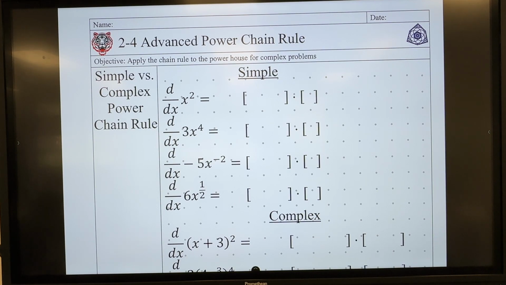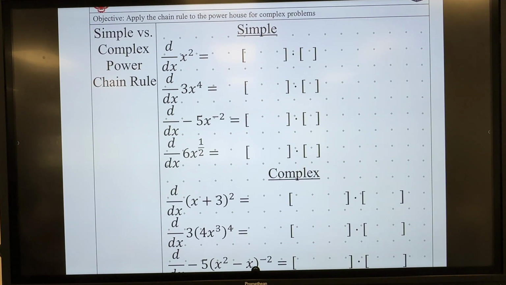To explain the difference between simple versus complex, I would say that all of these things are simple, and all of those things are complex because they have more things inside of them. This one has an x inside. This one has an x plus 3 inside. Therefore, this thing is harder. That's my way of explaining that, and you can all nod your heads. That makes sense more or less.